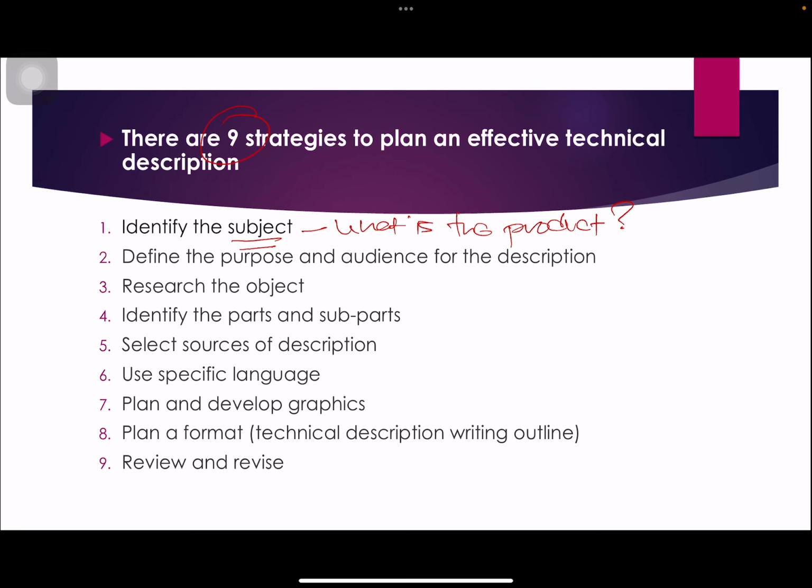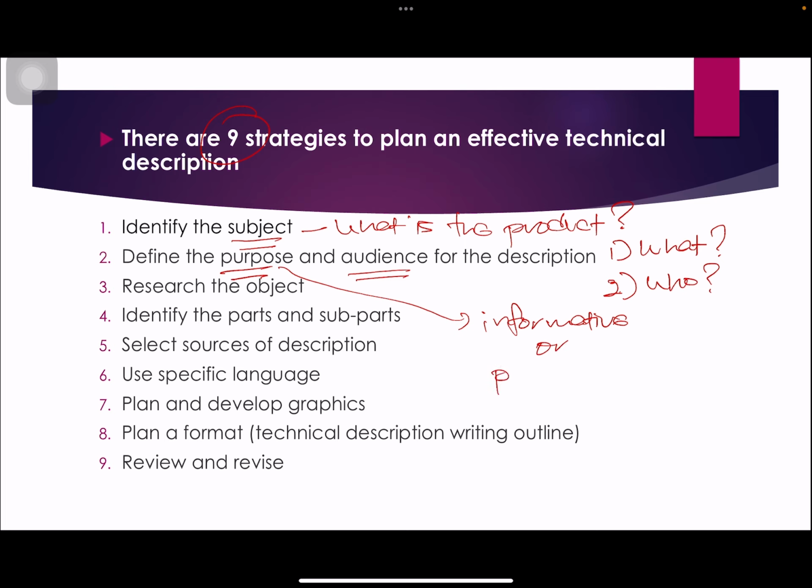Okay, next, look at the purpose and who will be your audience for the description. So you are going to answer 2 questions over here. Question number 1 is what is the purpose, and question number 2 will be who will be your audiences. Okay, so for the purpose, maybe this one is going to be informative, whereby you are just going to inform about the product, or you can also try to persuade people, okay, persuasive, in the sense to buy the product.